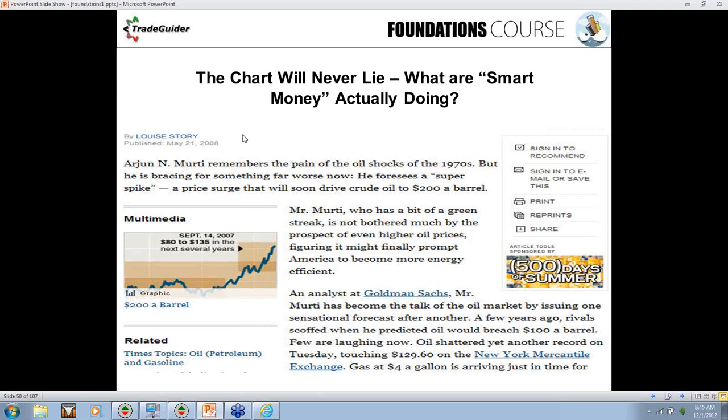An analyst at Goldman Sachs. I wonder who would profit from shorting gold. Hint, hint. An analyst at Goldman Sachs, Mr. Murthy, has become the talk of the oil market by issuing one sensational forecast after another.